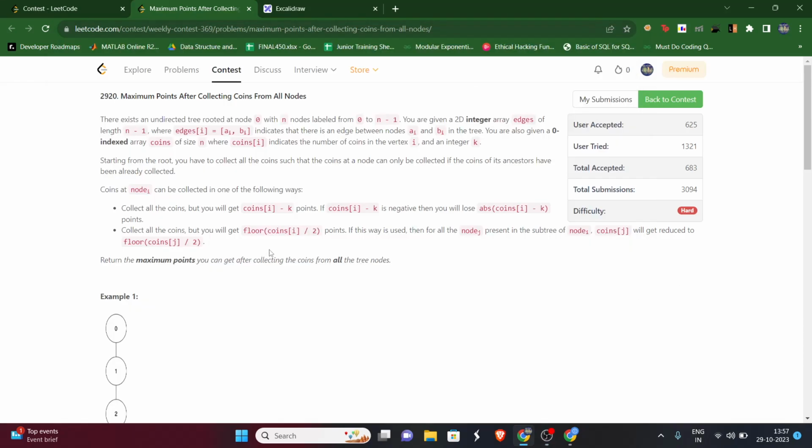So today we will be solving Leetcode weekly contest 369 problem 4, that is maximum points after collecting coins from all nodes. Okay, so pause the video, read the question, then I will explain.